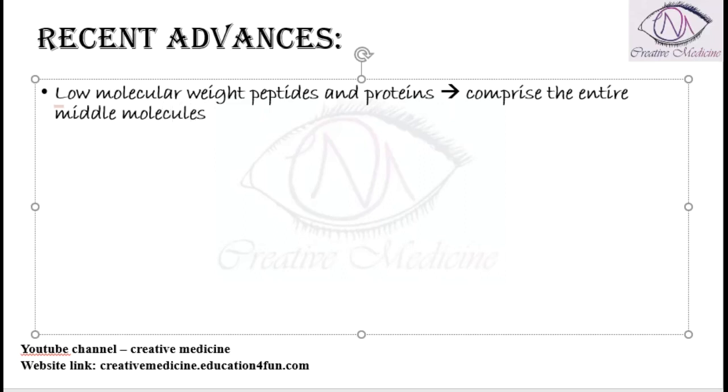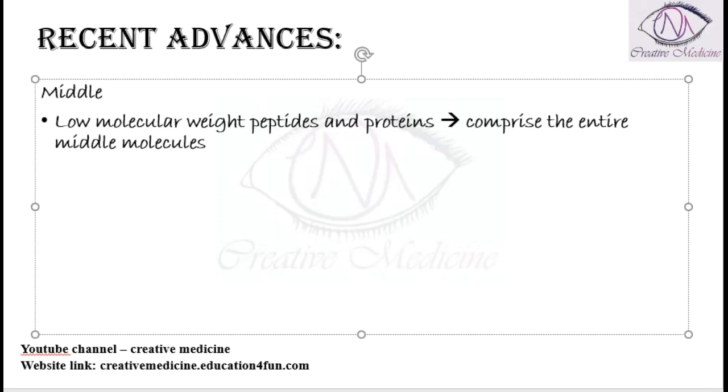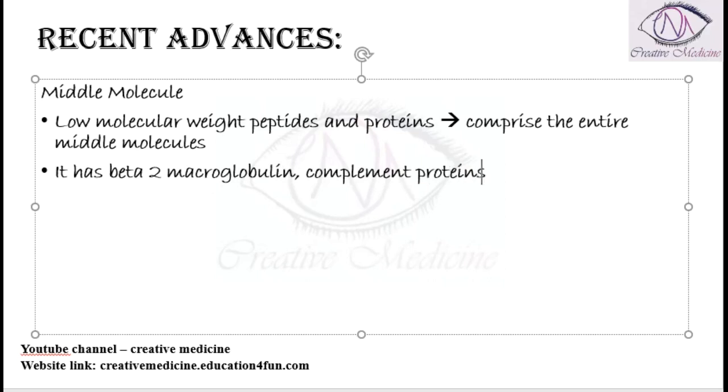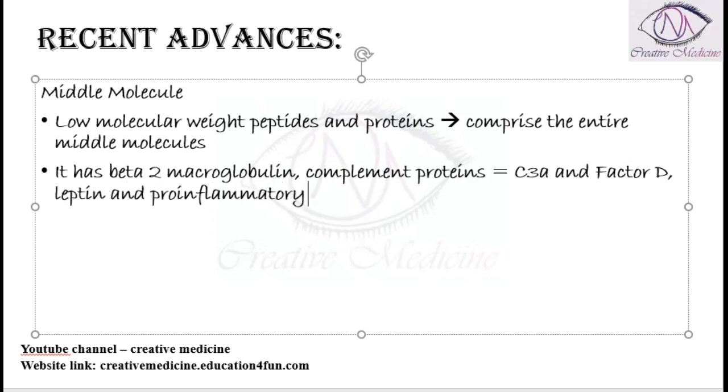So a new entity called middle molecules was discovered in the recent advances. Low molecular weight peptides and proteins are present in the entire middle molecule, and these middle molecules mainly consist of beta 2 microglobulin and complement proteins. In the complement proteins, we have C3a and factor D. Similarly, we also have leptins, and pro-inflammatory cytokines are also seen.